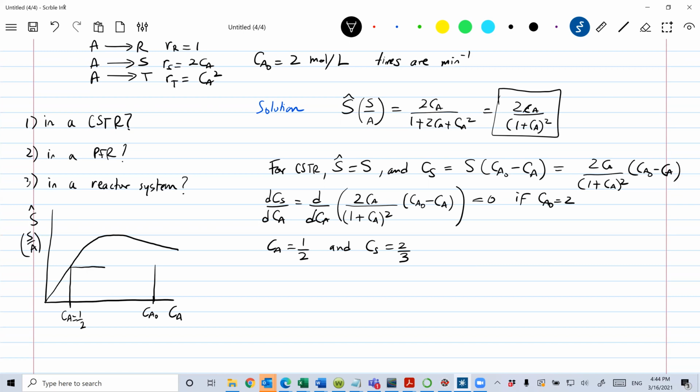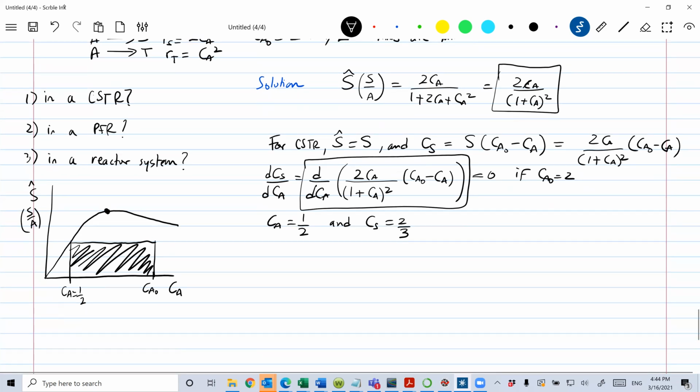This Cs, this is the maximum amount of Cs you can make inside this reactor in a CSTR. Now you can notice that there is a maximum selectivity here. This is not where we are. We're basically maximizing the rectangle. To maximize the rectangle, you basically have to take a derivative of the function that gives you the rectangle. So essentially this function. Okay, so that gives you some number. So this is what would happen in a CSTR.